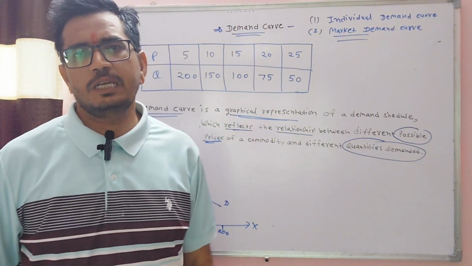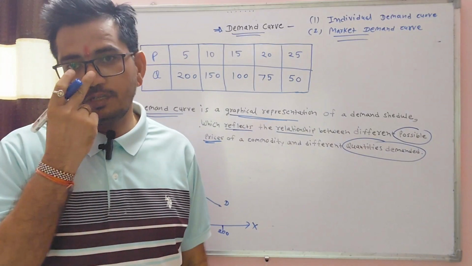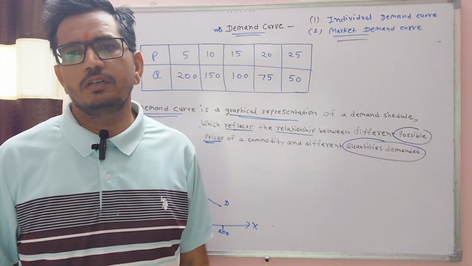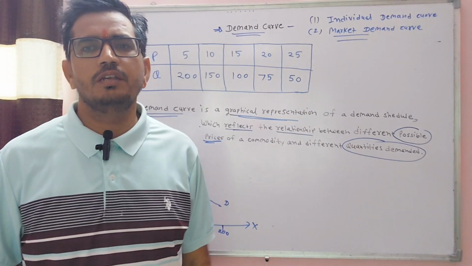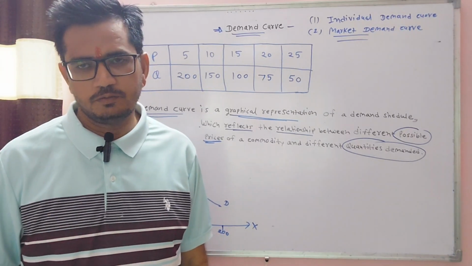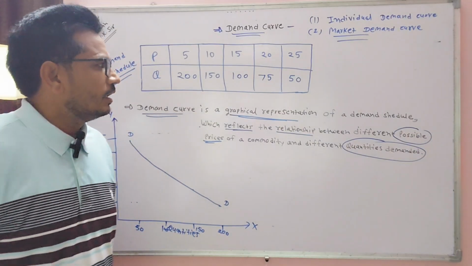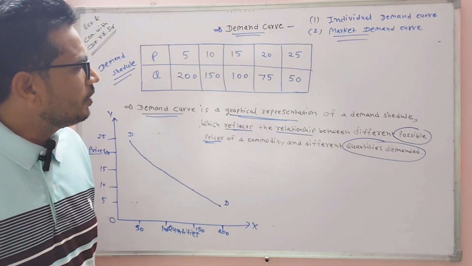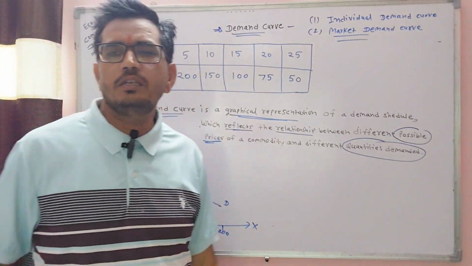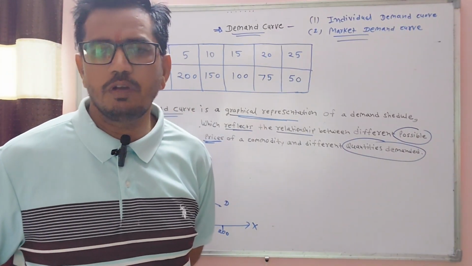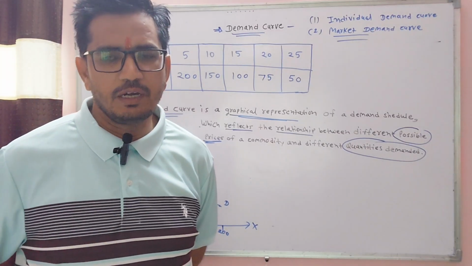We already discussed the demand curve in our previous video. There is one thing to understand: the types of demand curve. When we talk about the demand curve, there are two types: individual demand curve and market demand curve.